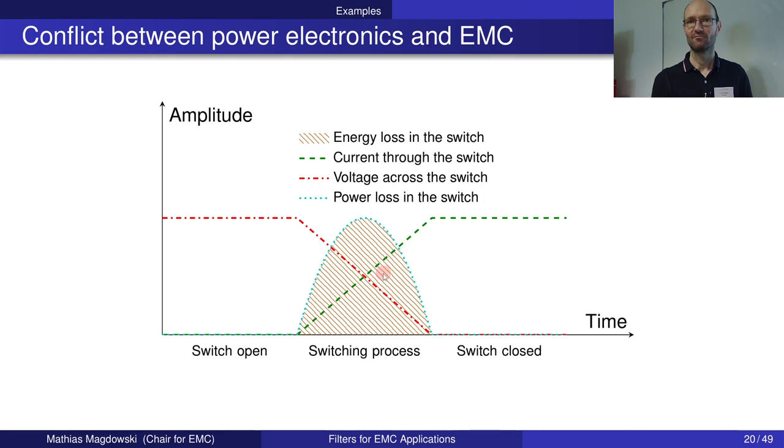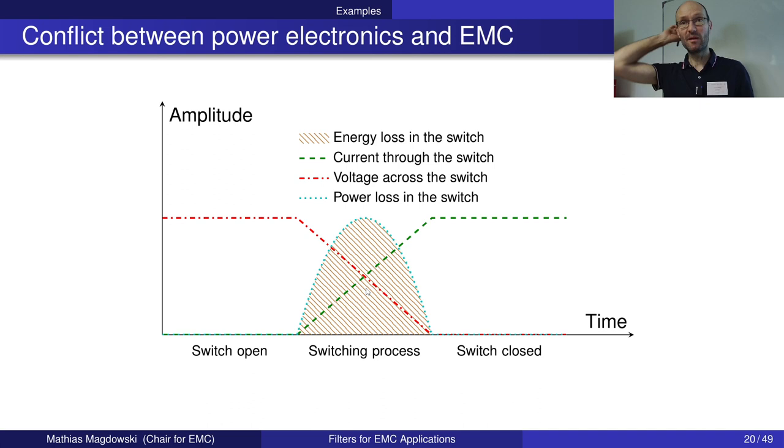We have to reduce the switching time. We have to switch faster, because we cannot change the voltage level. This is the voltage level given by our battery. We cannot change the amplitude of the current, because this is the current that we need to drive the car. So the only thing that we can do to lower the switching losses is to switch faster, to shorten this time. That's why power electronics people always try to switch as fast as possible. Switch in nanoseconds, in some hundreds of picoseconds.